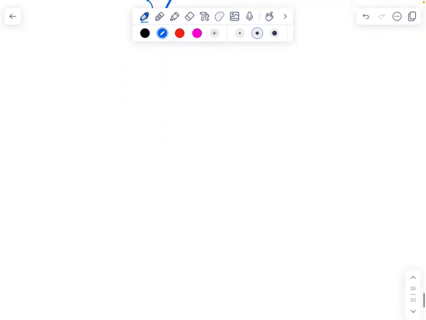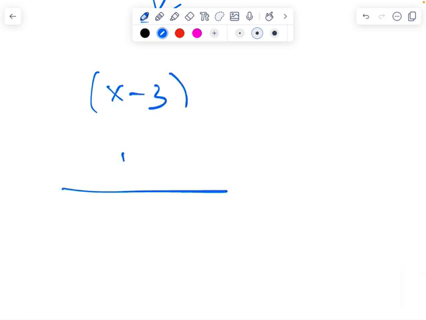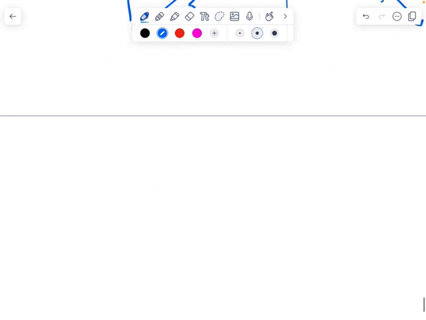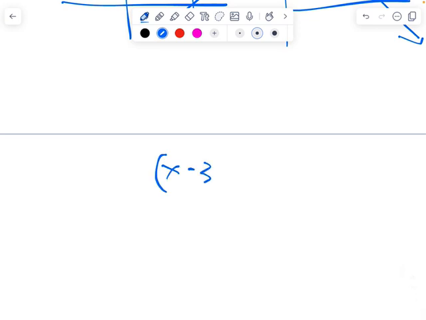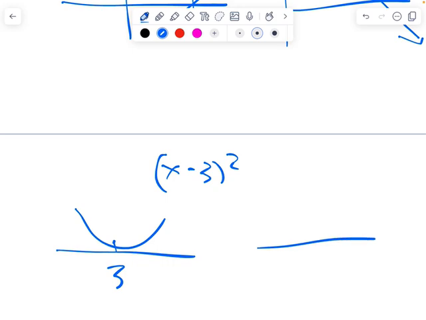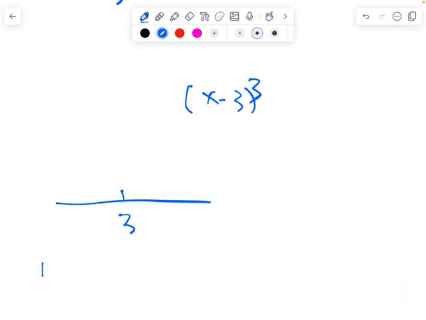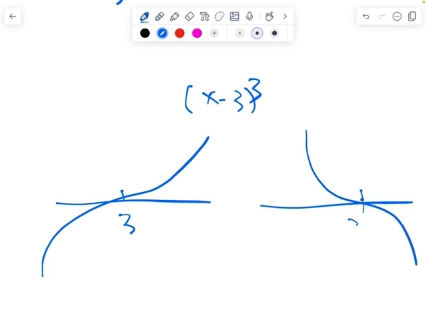But again, the key for getting these right is if it's x minus 3, then it's going to go through 3 like that. Or maybe it's going to go through 3 like this. If it's x minus 3 squared, then it's going to look like this at that neighborhood around 3, or it's going to look like this. And if it is x minus 3 cubed, then at the 3, it's going to behave like a third degree polynomial, either a positive one or a negative one, depending on your context.